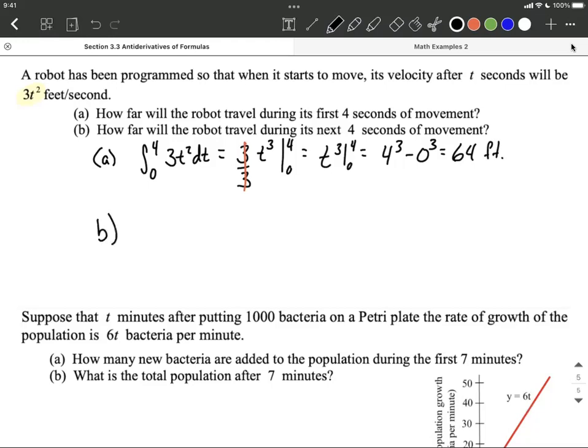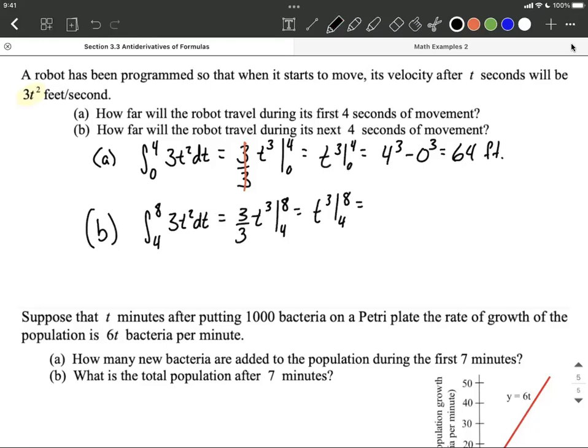Okay, for part B, not too bad. How far will the robot travel during the next 4 seconds? The next 4 seconds are going to be our times, so just our end values have changed. It's going to be from 4 to 8, the next 4 seconds. Still the same velocity function. The integrating is going to be very, very similar. You bring the constant, the 3, along, increase the exponent by 1, divide by the new exponent. It's just that the bounds of integration have changed here.